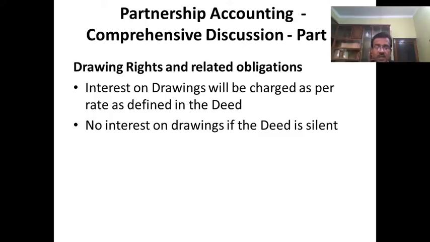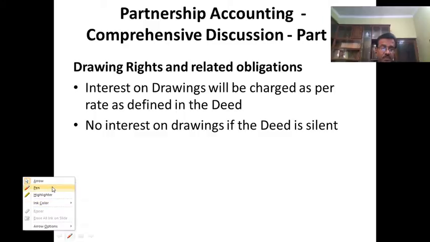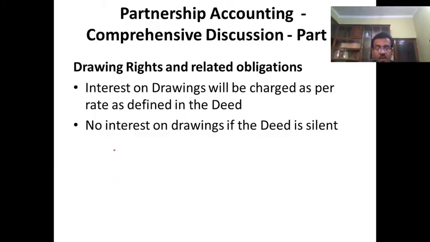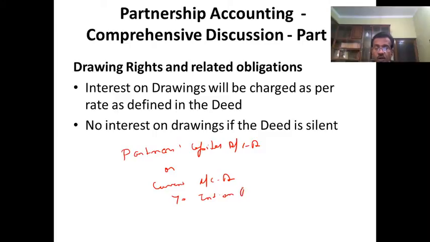Okay. The entry for that is partners capital account debit, either partners capital account debit or current account debit, to interest on drawings. So for the firm, this is an income for the firm.